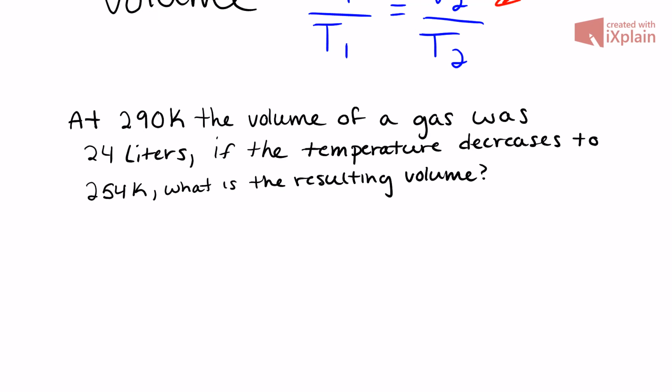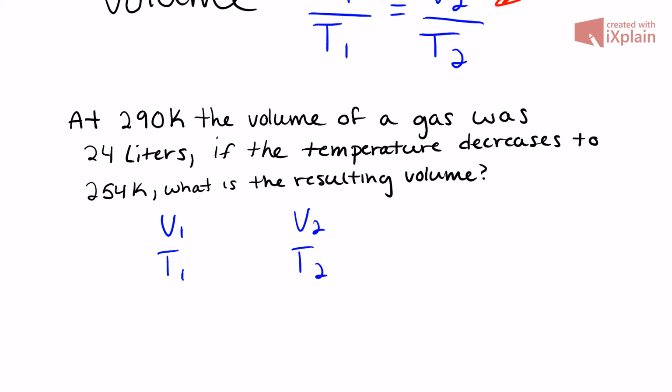We have a practice problem that says at 290 Kelvin, the volume of a gas was 24 liters. If the temperature decreases to 254 Kelvin, what is the resulting volume? So, to do this problem, pretty much all we need to do is find our volume 1 and our temperature 1. Those are our initial volumes and temperatures, and also our final volumes and temperatures.